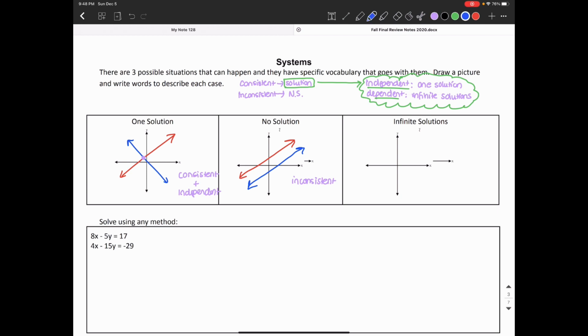The other situation is infinite solutions, which means that I have infinite solutions. The lines are the same. The two lines that I have in the system are the same. They overlap each other. This means they have a solution, so it's consistent, and it's not independent because it's more than one solution. It's dependent because it's infinite solutions.